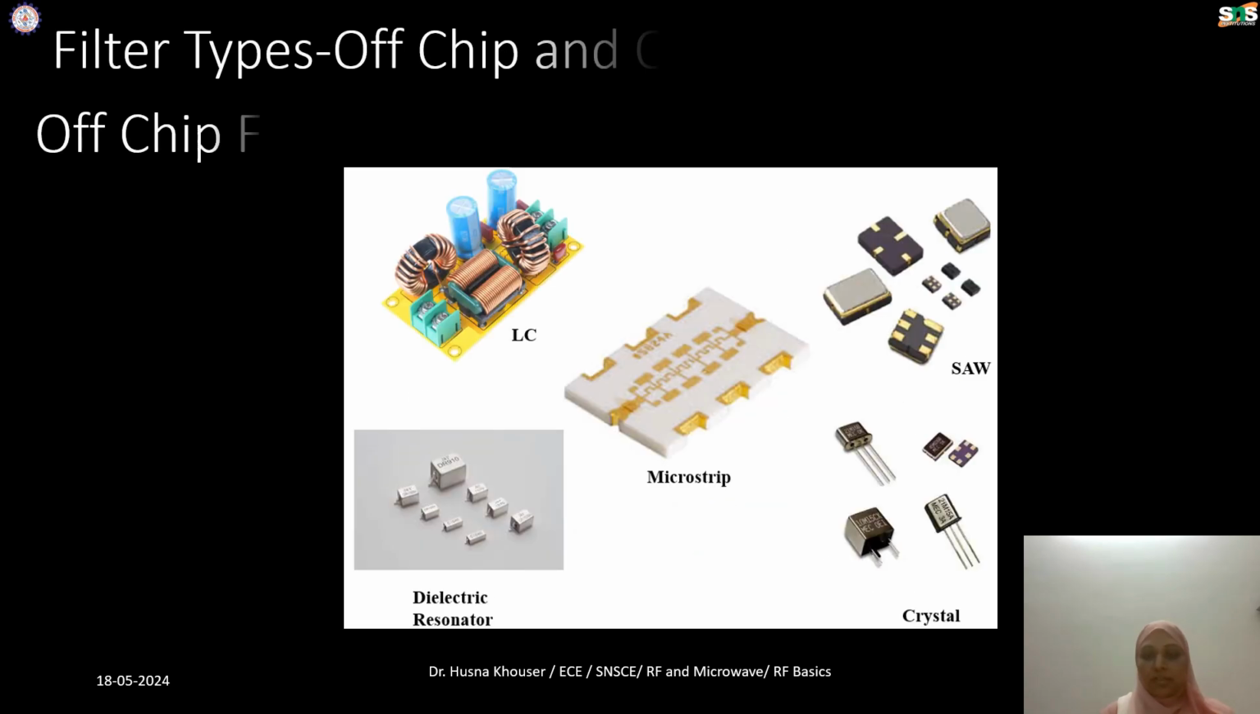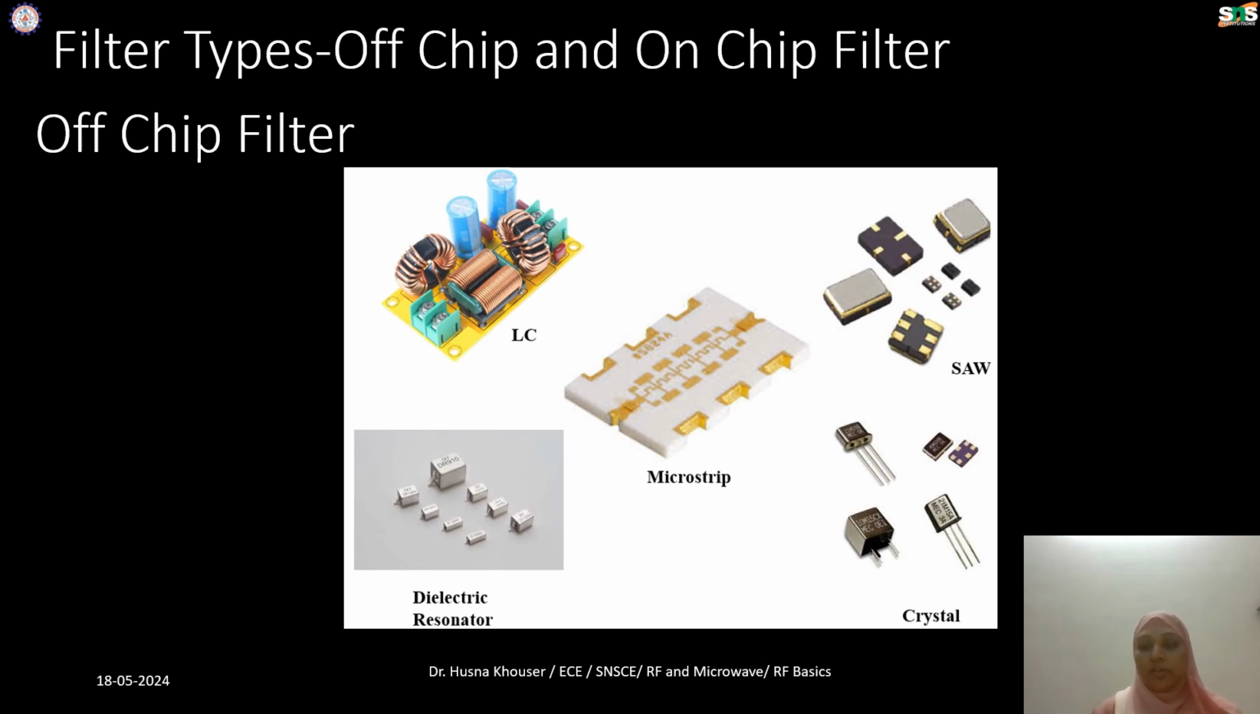Now we'll see the filter types: off-chip filters and on-chip filters. Here I'll show a picture of off-chip filters, where we have the LC filter, SAW filter, microstrip filter, dielectric filter, resonator filter, and crystal filter. The SAW filter is basically used in all transceiver models. The LC filter is used when we go for certain frequencies, whenever it is required. This LC filter is also used in the RF transmitter and receiver block.